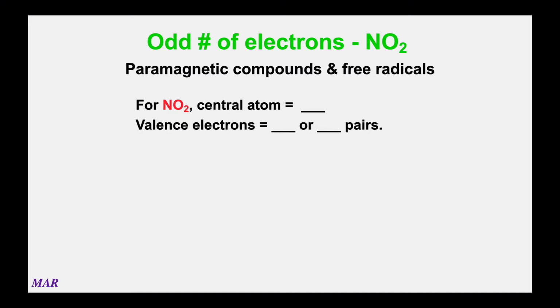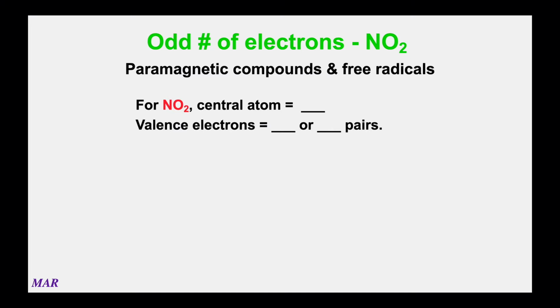So let's look at an example of how you would do this kind of molecule. Let's do the Lewis structure for nitrogen dioxide. Well, central atom, first atom listed, nitrogen, no problem. Valence electrons. Oxygen is 6 times 2 is 12. Nitrogen is 5. 12 plus 5, 17 valence electrons. And if you divide that by 2, you get quote-unquote 8.5. Or, as I prefer to think about it, you have 8 pairs plus 1 odd electron.